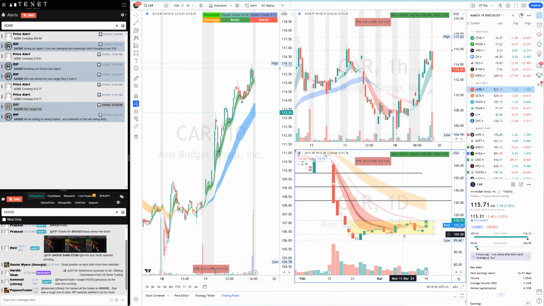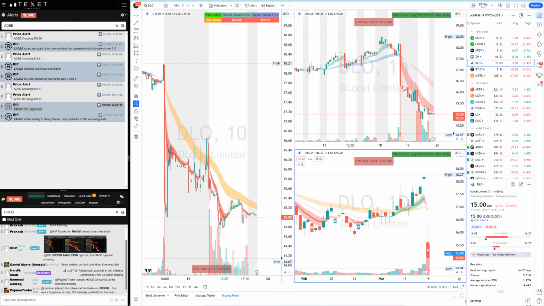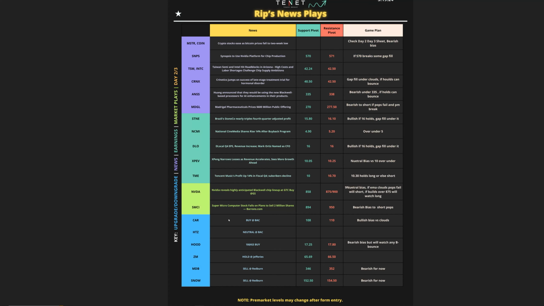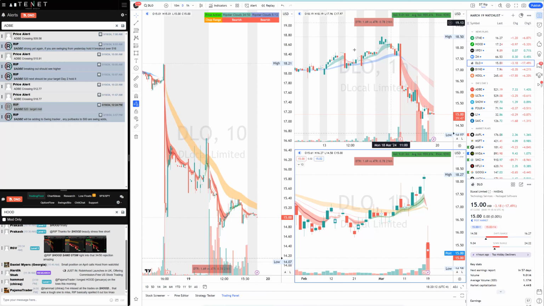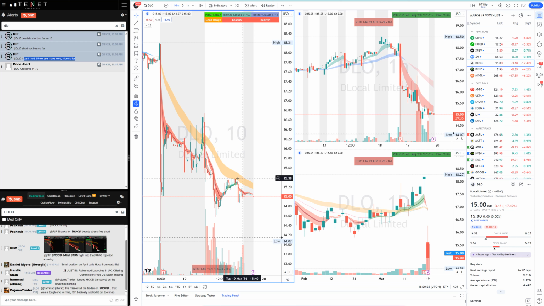So let's look at DLO. DLO was a short today. Let's look at the watch list and game plan. DLO was bullish if 16 holds, with a gap fill under it. That was the simple plan. Revenue increased and a new CFO was named, but it was bearish. If you see the guidance on DLO, I told everybody it's bearish versus 16, no short, no basing so far. If it can't hold 15, we can see more lows. And look at this, right? From the 16 rejection, you short it. Wherever you short, 16 is your risk, and it faded nicely to 14, 14.50, right?